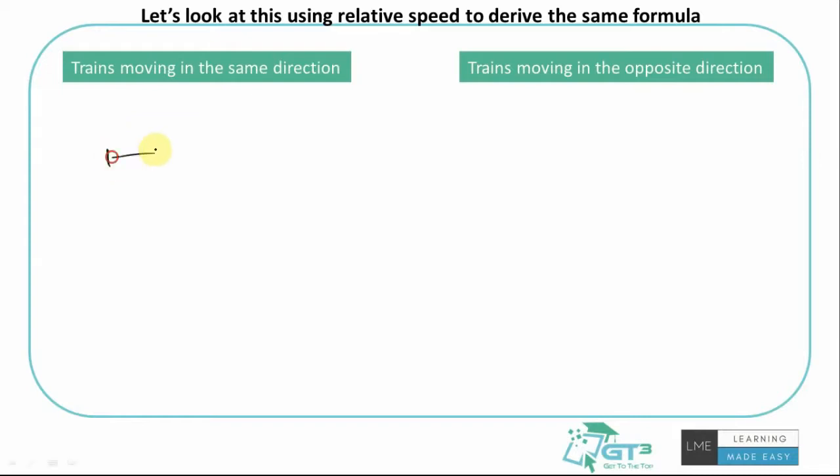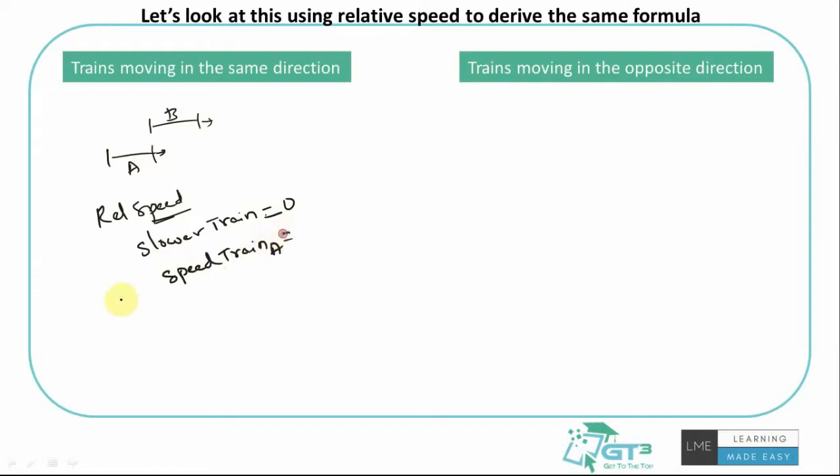So this is train 1, this is train 2, A and B, both of them moving in the same direction. So in the relative speed scenario, what do we do? We assume the slower train to be sitting idle. So I assume this train is not moving. Train A is the faster train, that's why I made that train move. The slower train, train B, is made to sit idle.